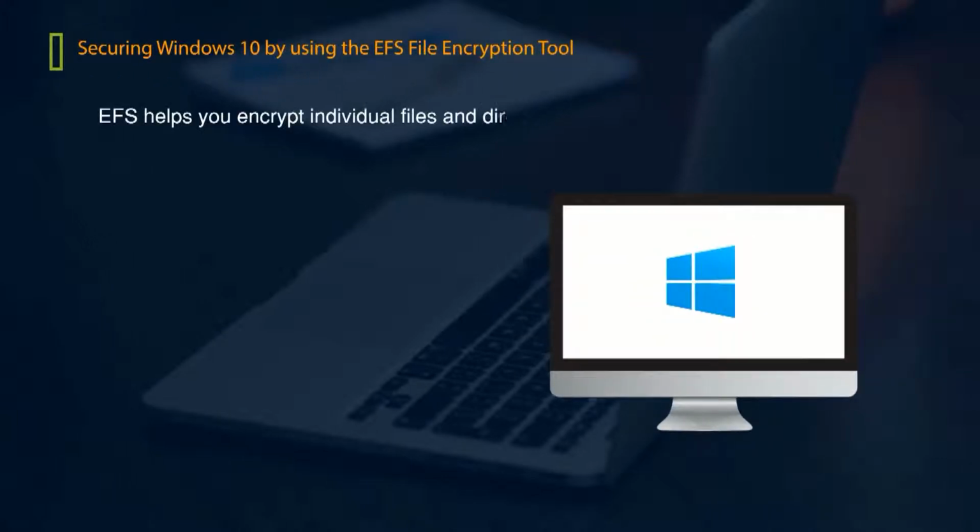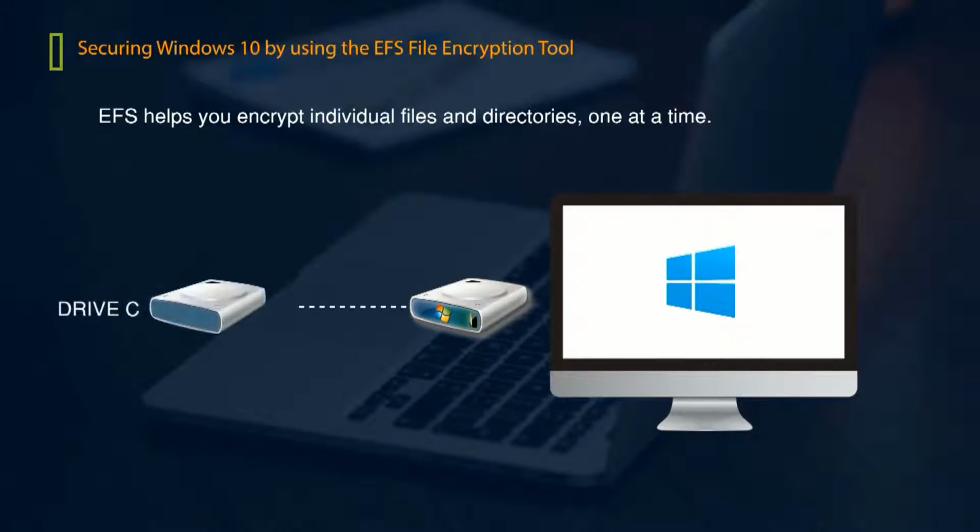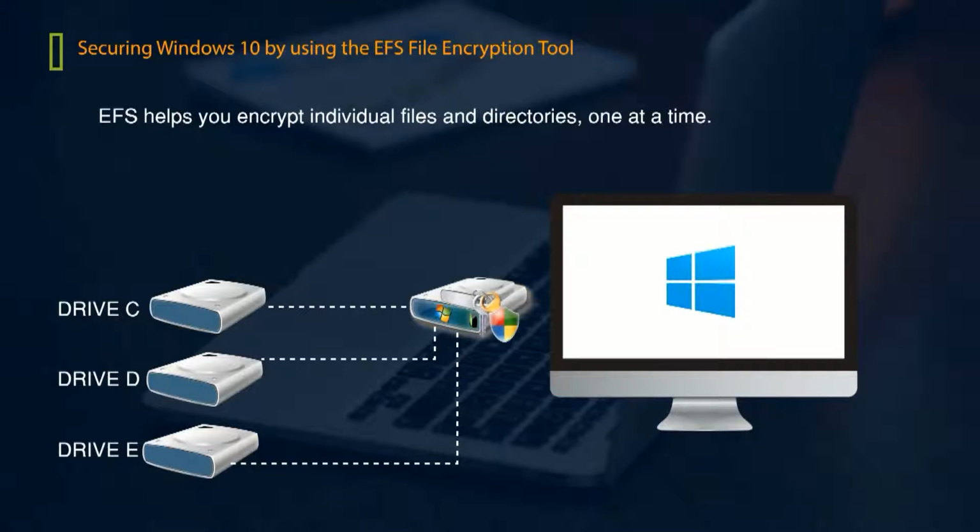In addition to BitLocker drive encryption, Windows 10 also includes another built-in encryption tool called Encrypting File System, or EFS. Unlike BitLocker, which can encrypt an entire drive or partition, EFS helps you encrypt individual files and directories, one at a time. You can encrypt a file or folder from File Explorer using the Properties window. This encryption is specific to a user account. Example: encrypted files can only be accessed by the account that encrypted them.